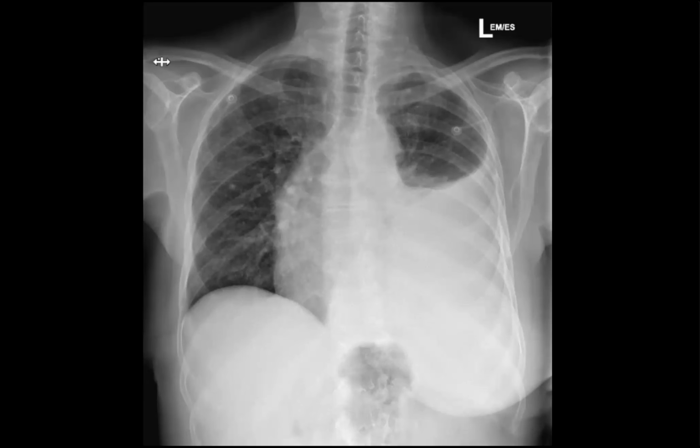I'm not seeing the breast shadow on the right side. Yes, good. So I'm suspecting a malignant pleural effusion in this case with a patient with a previous history of breast carcinoma.